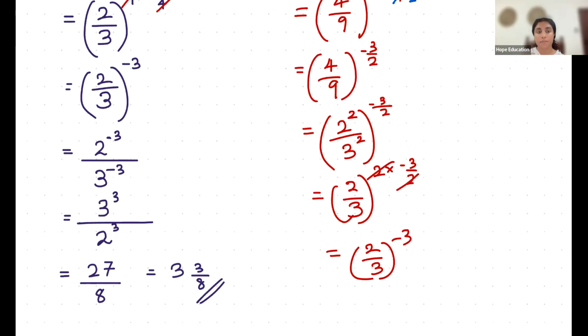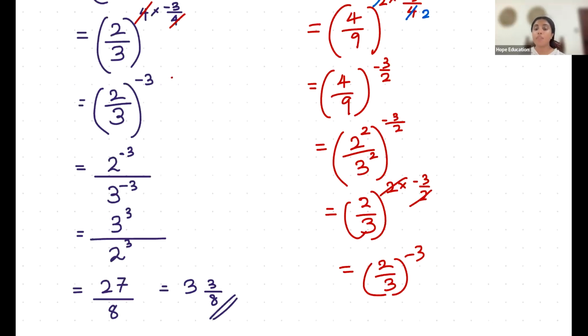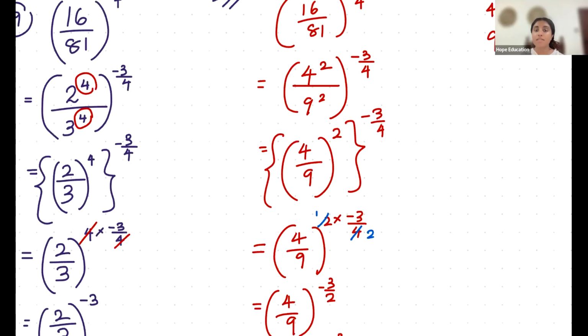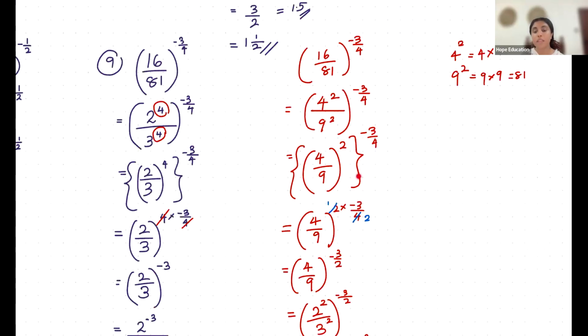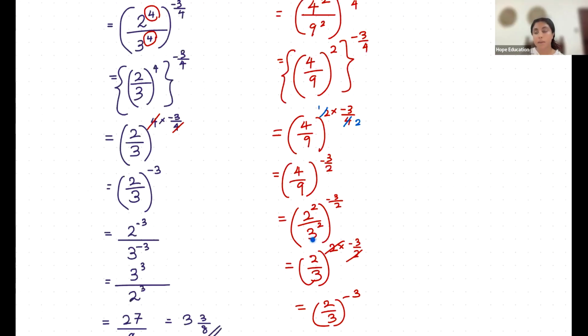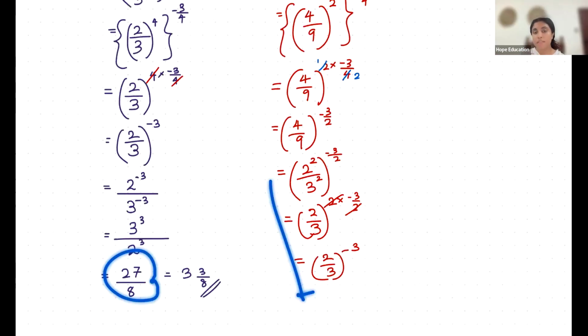Which is this step. Not that you can't do it. So what you asked was 4 to the power 2 and 9 to the power 2. Not that you can't do it, but when you do it, the answer you get is not the most simplified version. It can be simplified further, and if we simplify further we still get this same answer. So it's fine to do it this way, but there will be additional steps.